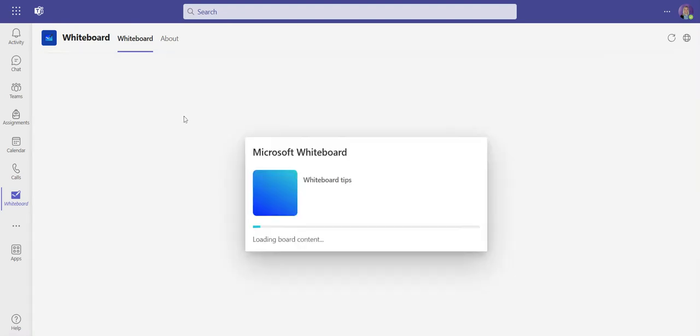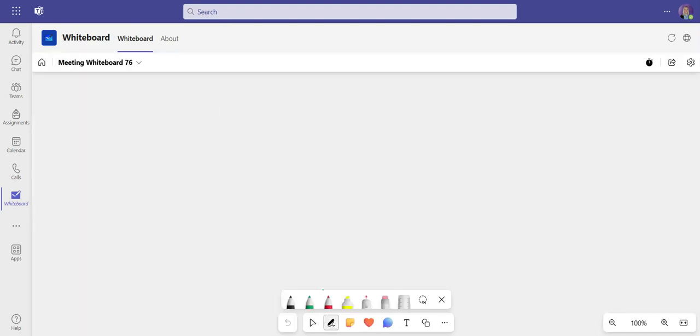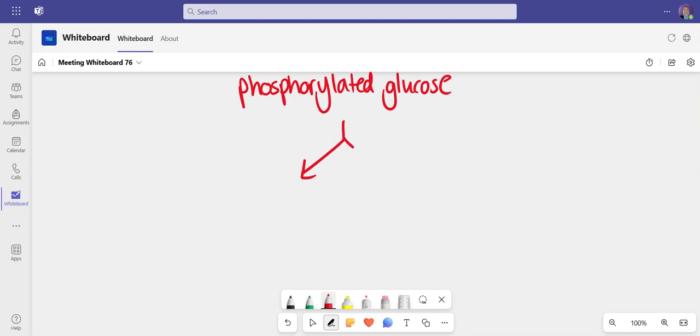So let me go on to a new board. So at the end of that stage that we've just talked through, we've got phosphorylated glucose. So that's our starting point. You can obviously just keep going down the page. You don't have to keep going onto a separate diagram. So phosphorylated glucose. So this molecule is going to split into 2.